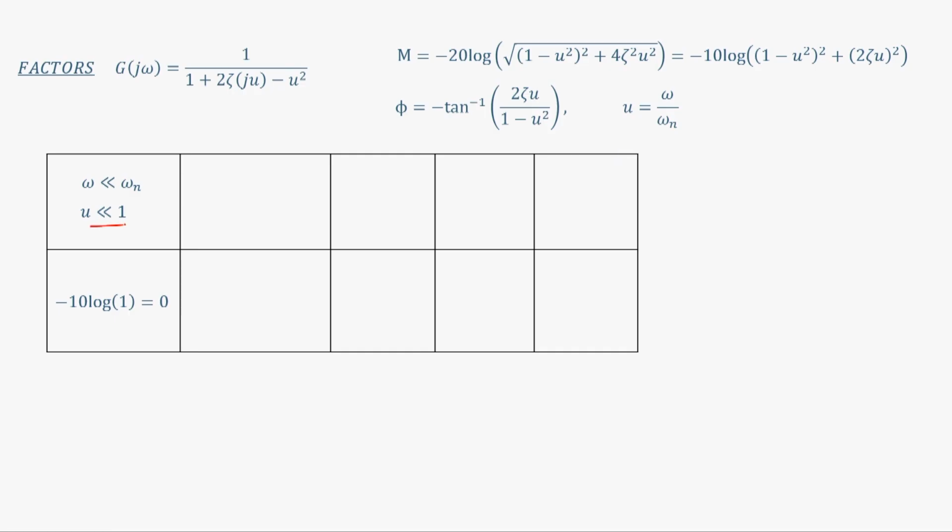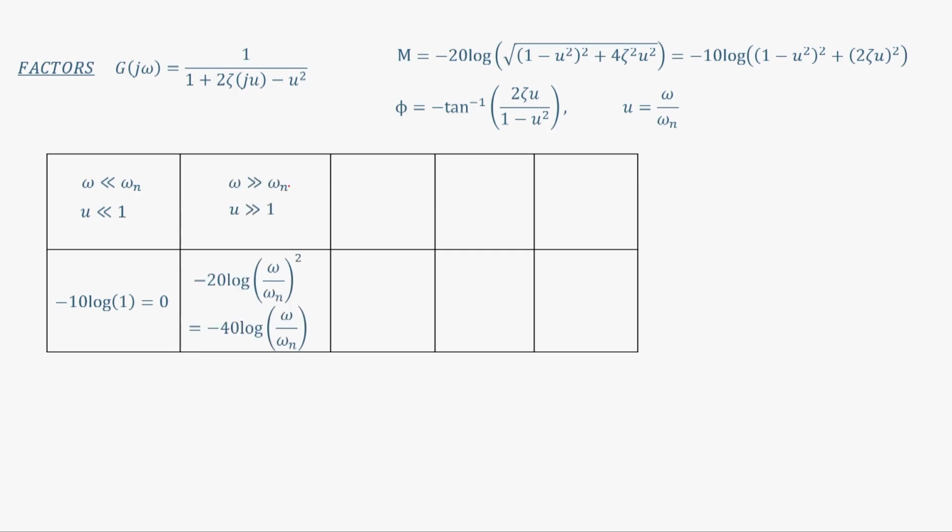So, if u is quite lesser than 1, which means omega is far less than omega n, then we can assume that these are smaller numbers, and then we have minus 10 log of 1. Now, of course, you might be thinking, what about this zeta? Zeta can be a big number, right. But we will see that the value of zeta is generally between 0 and 1. However, since we are doing approximations, you can consider this to be 1 for the time being, and you will see the effect of zeta soon. I will show you with the plot. So, in that case, this is what we get.